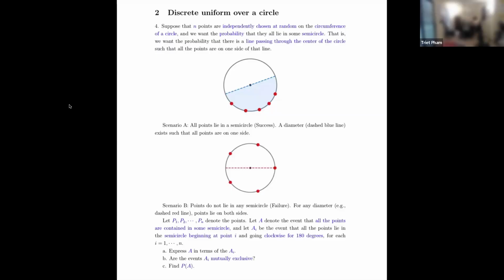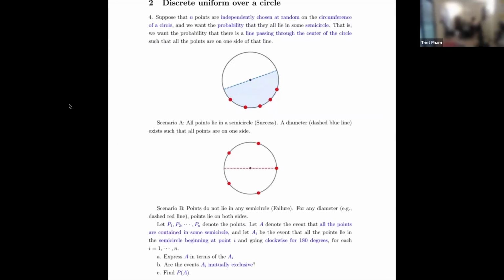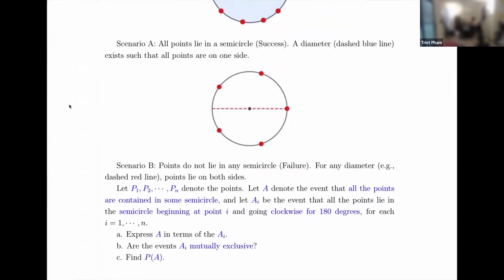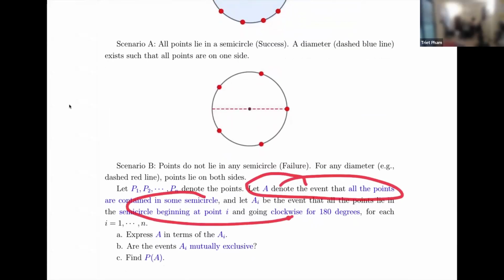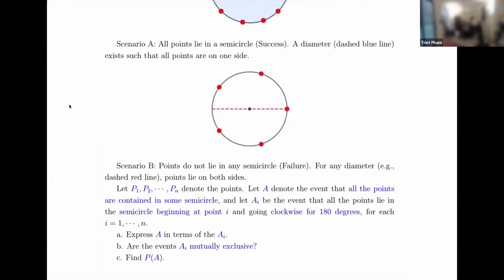So let's see. Well, the approach here, I hope you appreciate that it really allows you to solve the problem. The way you do it is, surprisingly, through the inclusion-exclusion formula. You let A be the event that you desire, and A_i be the event that all the points lie in a semicircle starting at point i. Let's say here point 1, point 2, 3, 4, and 5.